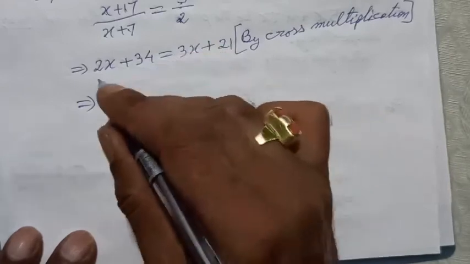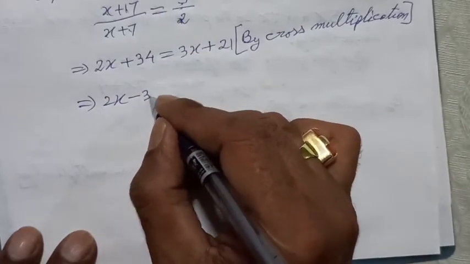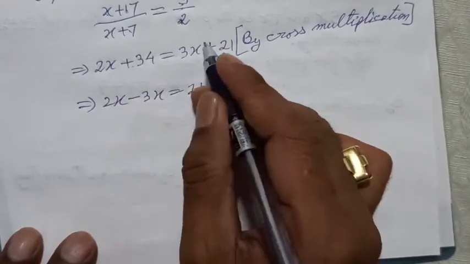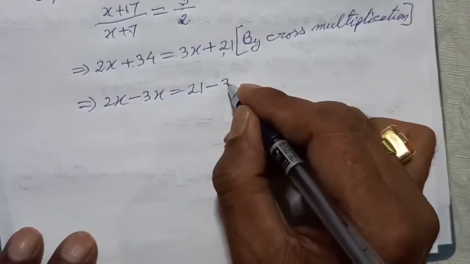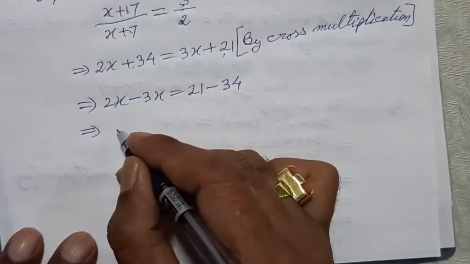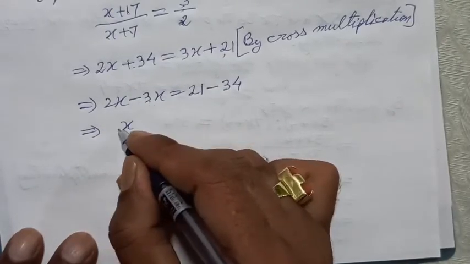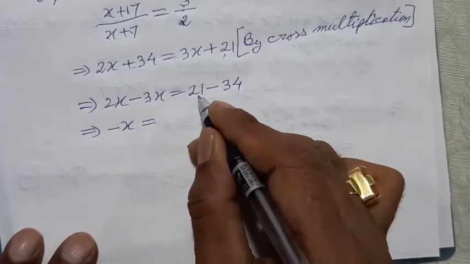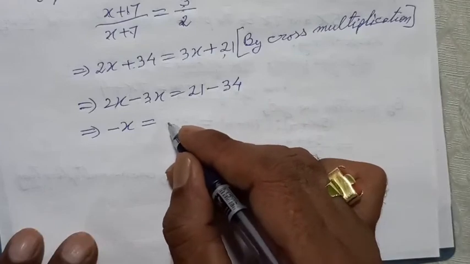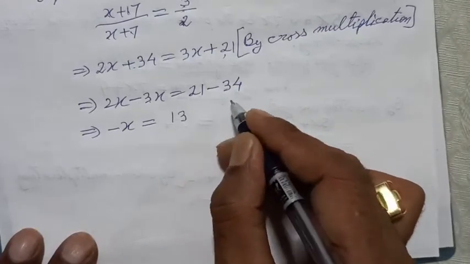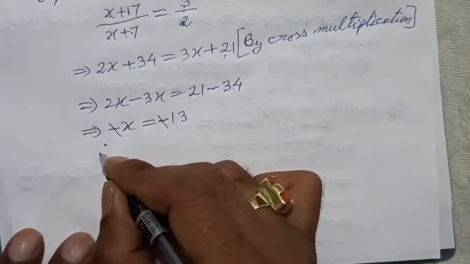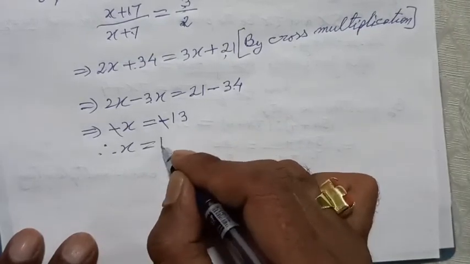3x is transposing to the other side, then minus sign, minus 3x, 21. Plus 34 is transposing to the other side, then sign change, minus 34. 2x minus 3x, if we subtract, we will get x. Since 3 is bigger, keep minus sign. 21 minus 34. If we subtract, then we are getting 13. Since 34 is bigger, keep this minus sign. Minus minus are cancelled. Then we are getting x is equal to 13.